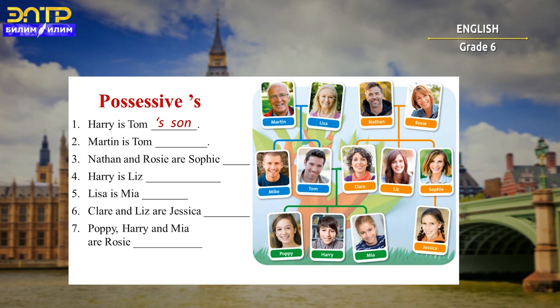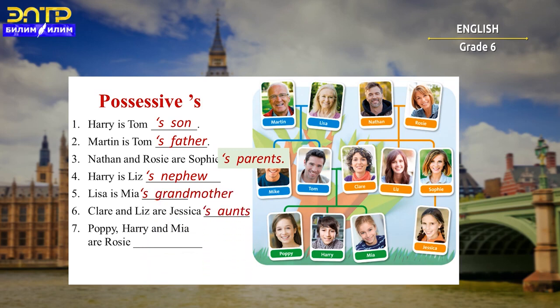Let's check your answers. Martin, where is Martin? Okay, and Tom? Who is Martin for Tom? Martin is Tom's father. Number three. They are Sophie's parents. Number four. Harry is Liz's nephew. Number five. Lisa is Mia's grandmother. Number six, Claire and Liz are Jessica's aunts. Okay, and number seven, Poppy, Harry and Mia are Rolly's grandchildren. Very good, well done.